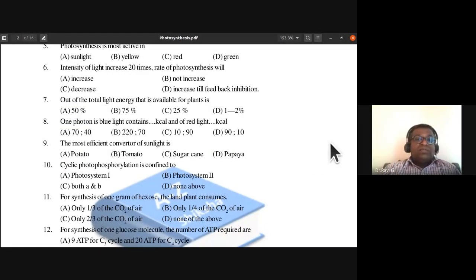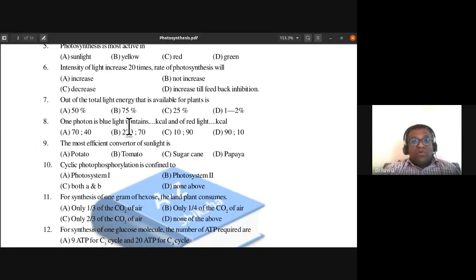One photon of blue light contains dash kilocalories, and that of red light contains dash kilocalories. So what is the blue light going to consist of? The eighth question is very interesting, isn't it?